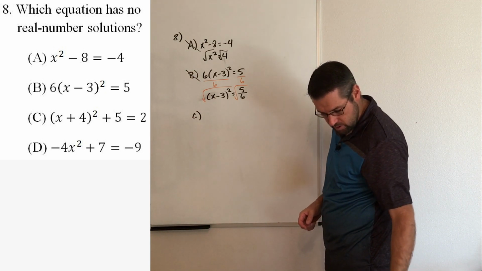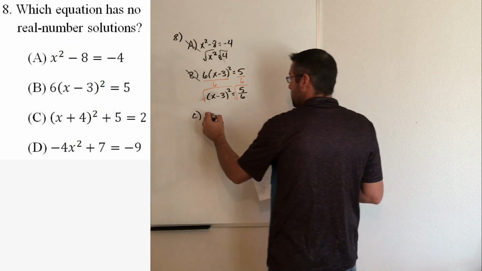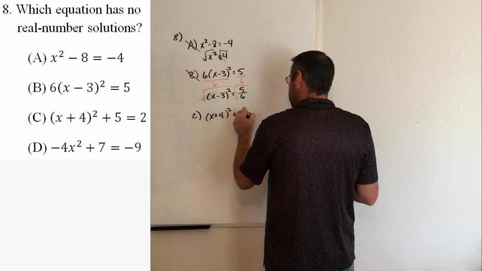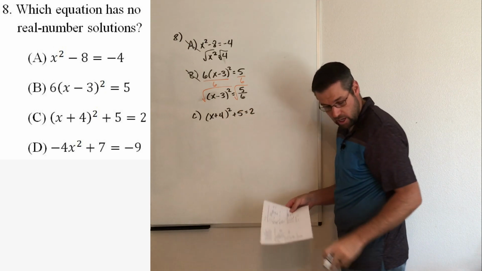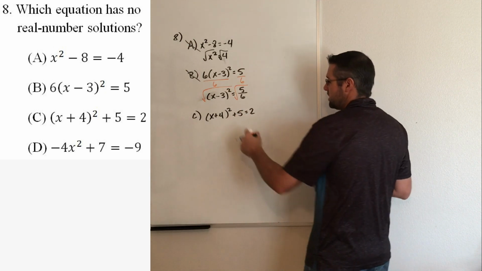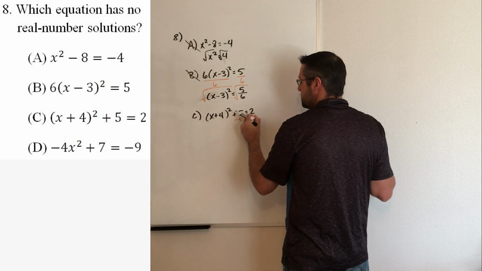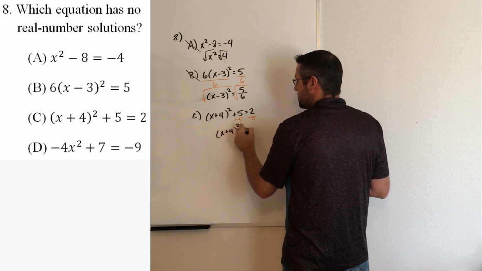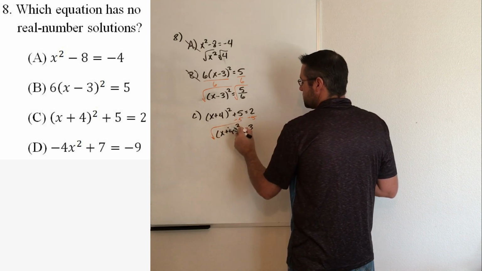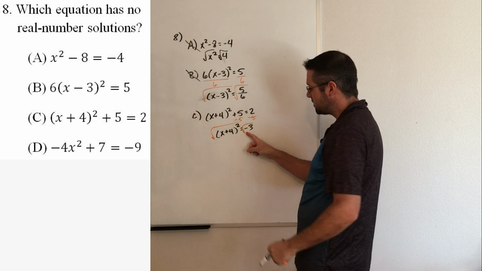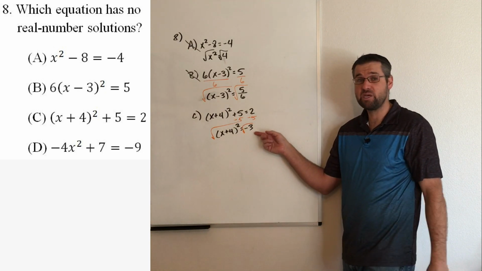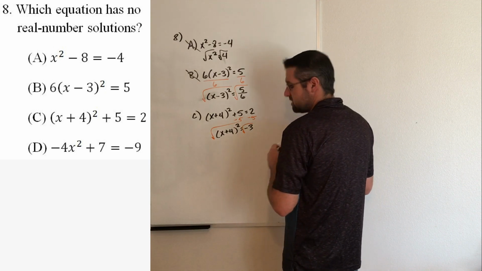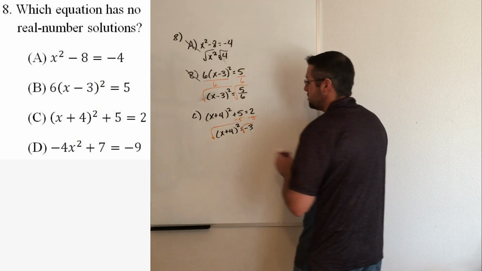For C, same thing going on. We've got x plus 4 squared plus 5 equals 2. And then we're going to isolate the squared expression. So we're going to subtract 5 from both sides. So we end up with x plus 4 squared equals negative 3. We'll square root both sides. And we see right here that the square root of a negative number is not real, it's imaginary. And so as a result of this, C does not have any real solutions here.